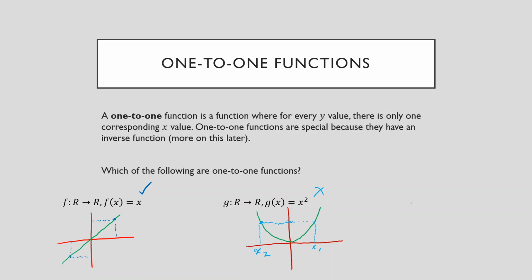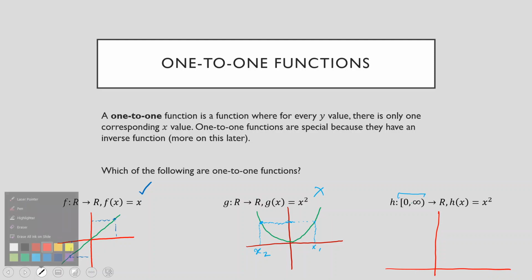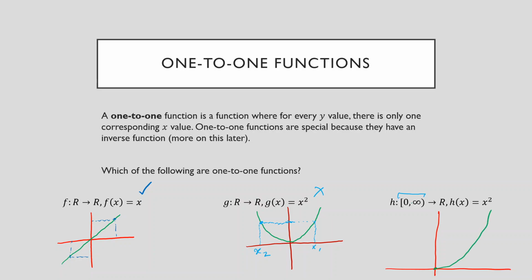Let's look at something similar to that one. We've got this function h of x equals x squared. It's got the same rule as g, but notice the difference here is in its definition. Its domain is from 0 to positive infinity. So if we were to sketch that one, what we would get is something that looks like this. It would be the same parabola that we drew in the middle here, except it starts at 0 and goes off to infinity like that.